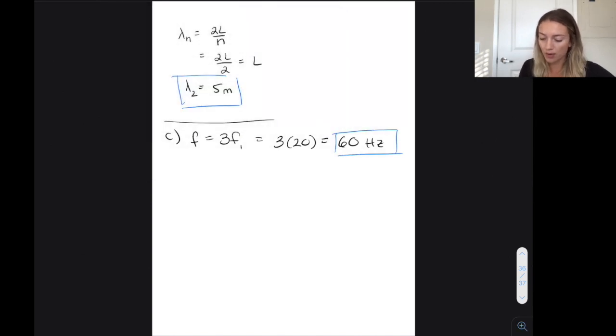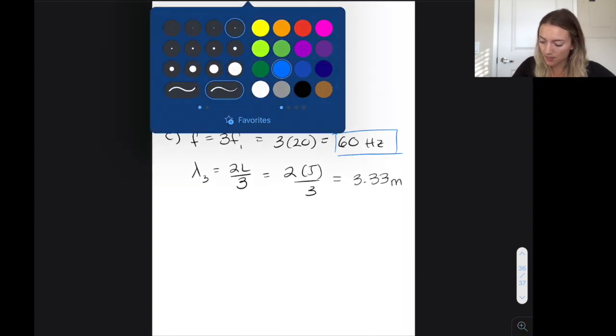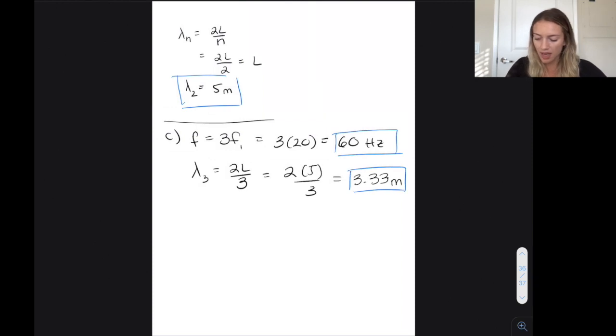And now for the wavelength, we can do lambda sub 3 is 2L over 3. So we do 2 times 5 over 3, and that will give us 3.33 meters. Okay, and that is our frequency and wavelength.